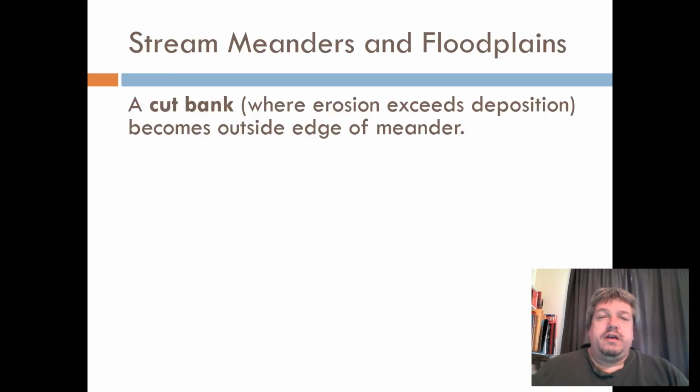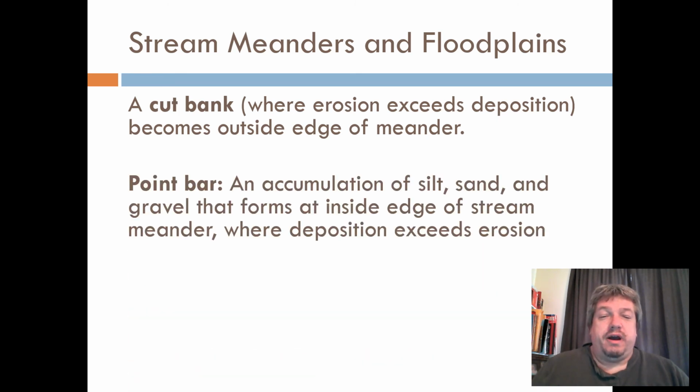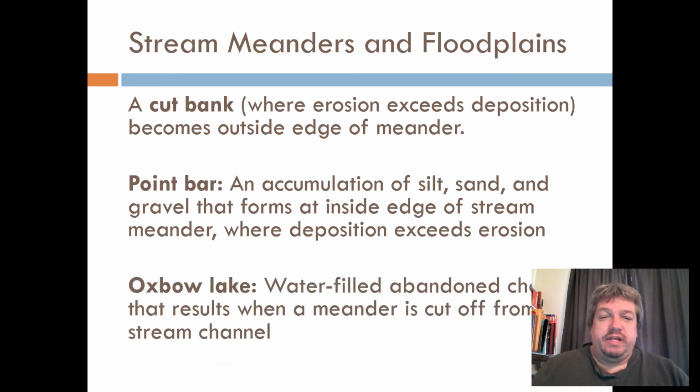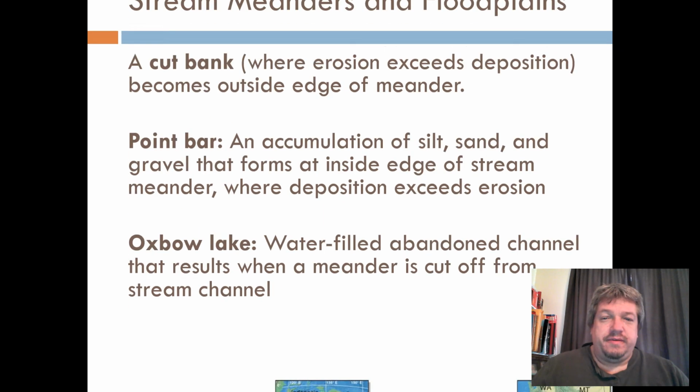Okay, so some of the terms for that. The cut bank, this is the part of the meander where it's growing. That's the outside of the curve. And then that means the other side, the inside of the curve, is the point bar, or the deposition bank. Okay? And the oxbow lake is just what's left behind. So let's take a look.